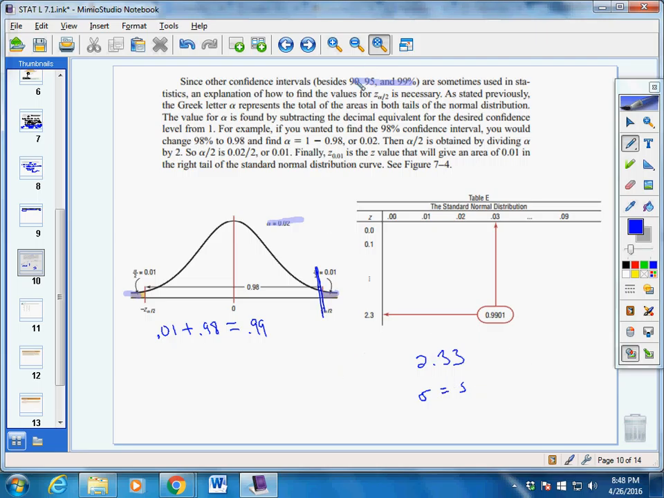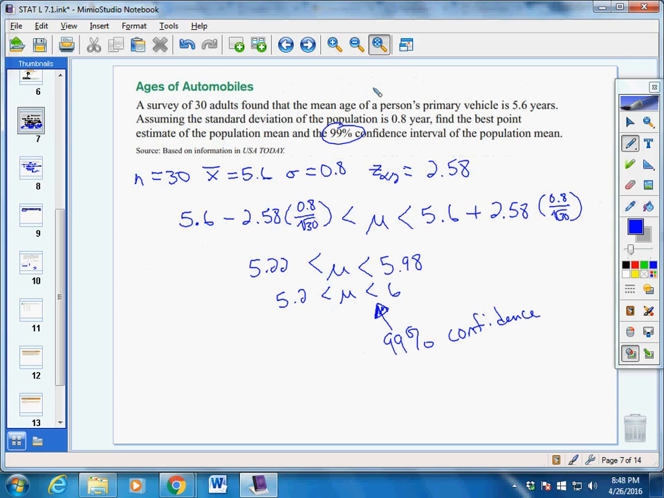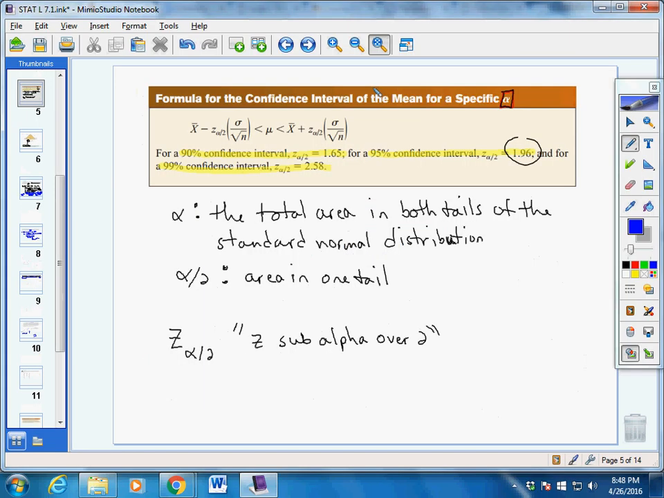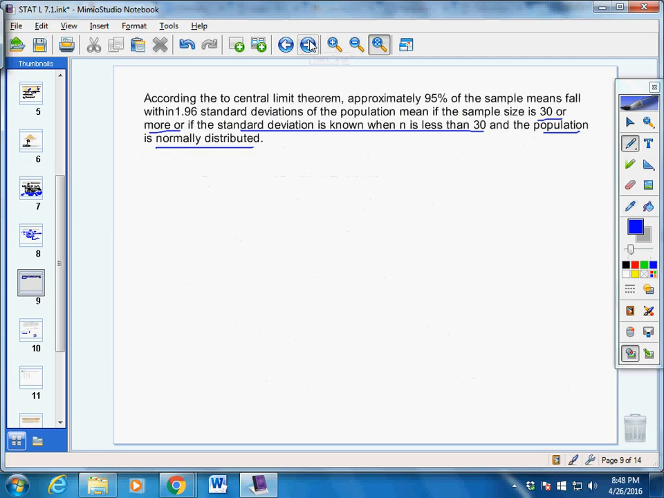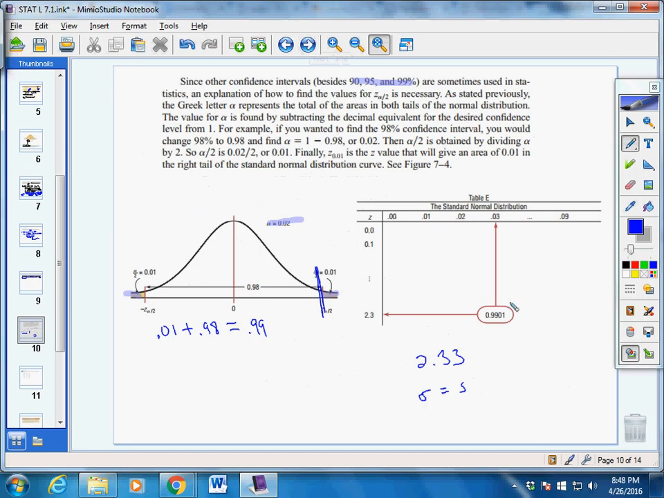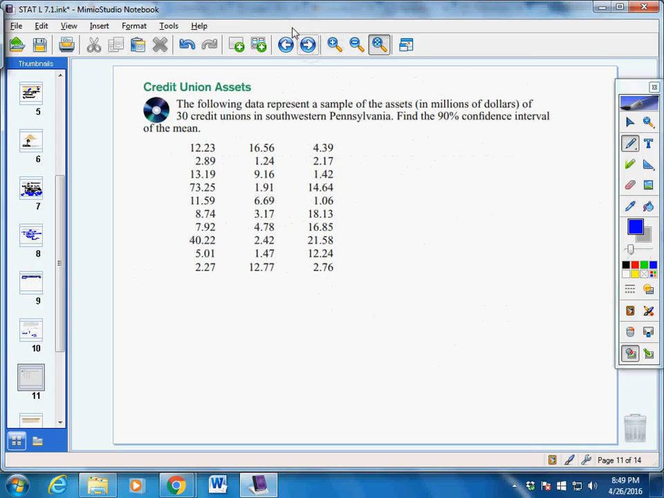If it is 90, 95, or 99%, remember, we have these z sub alpha over 2 values, and you can just use those: 1.65, 1.96, 2.58. And this right here would be our z sub alpha over 2. Alright, let's look at an example. The following data represents a sample of the assets of 30 credit unions in southwestern Pennsylvania. Find the 90% confidence interval of the mean.